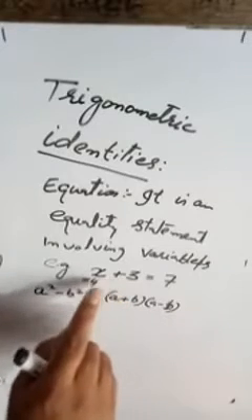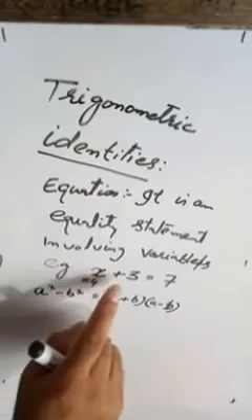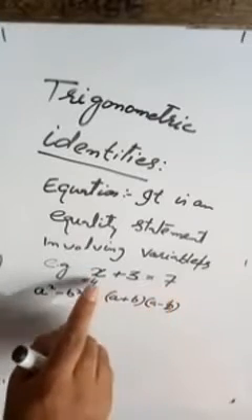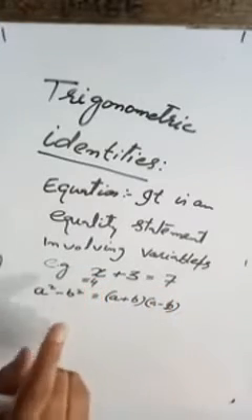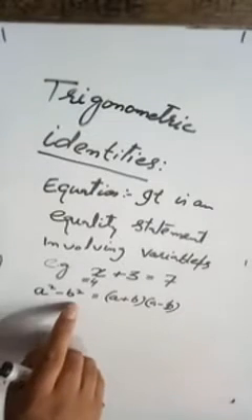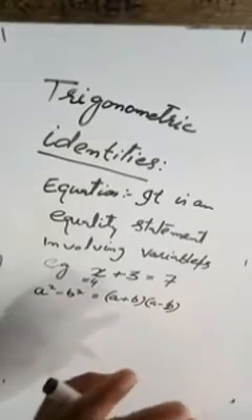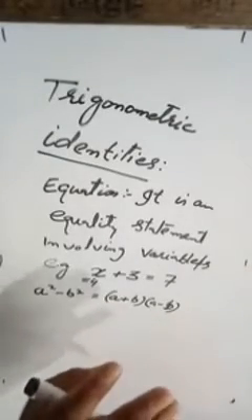Not here. If I take x equals 5, then LHS will not be equal to RHS. If I take x equals 6, the LHS will not be equal to RHS. Only it is true for x equals 4. But here, if you consider any value for a and b, you can say that LHS will be equal to RHS for any value of a and b.